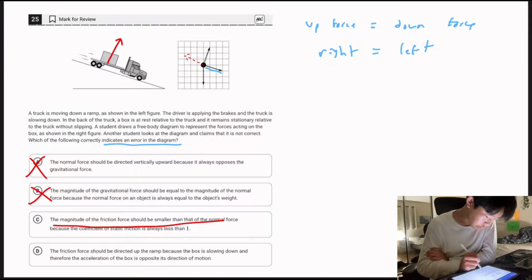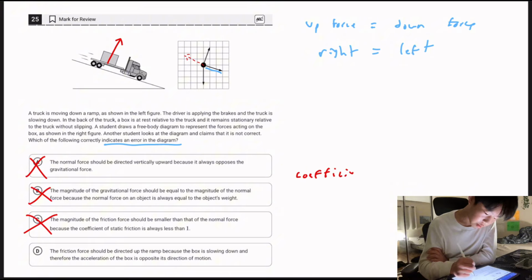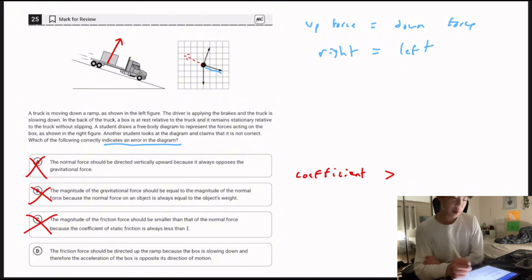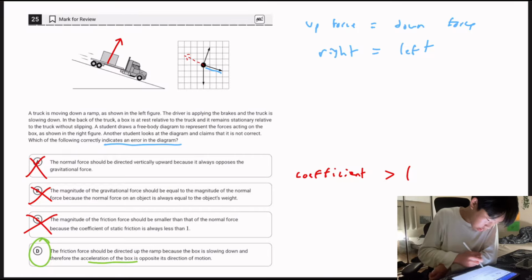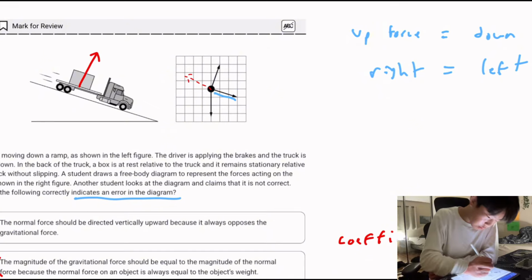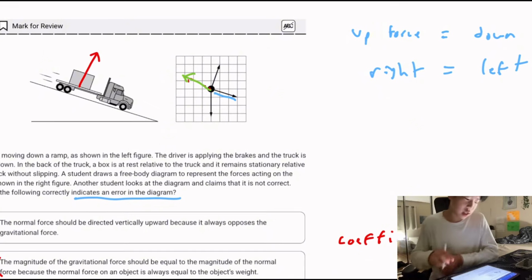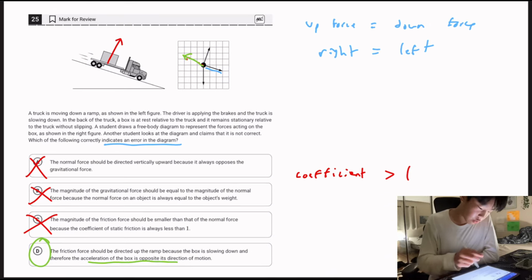The magnitude of friction should always be less than 1. That is not true, because the coefficient of static friction can be any number. It can be greater than 1. So that means D is the correct answer. Friction force should be directed up the ramp because the box is slowing down. Yes, this is correct. It should be opposite of the direction of motion. So what it's basically saying is that there should be another vector over there that opposes the direction of motion.